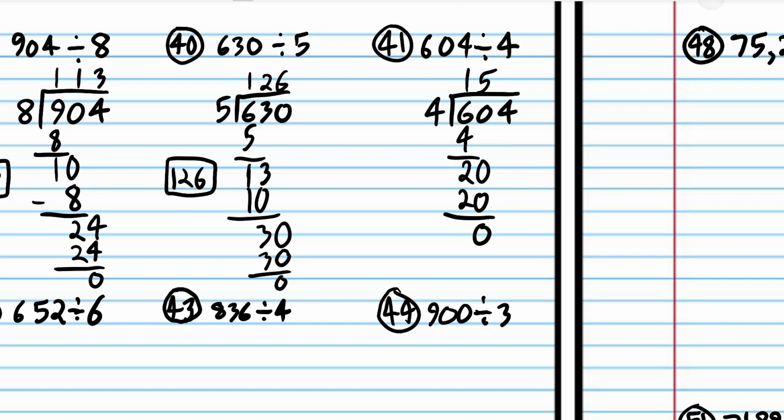And 0 is less than our divisor, so we know we're on the right track. Bring down the next number. Step 1, 4 goes into 4 one time. Step 2, 4 times 1 is 4. Step 3, 4 minus 4 is 0. All right, and there are no more numbers here, which means that we're done, and the answer is 151.